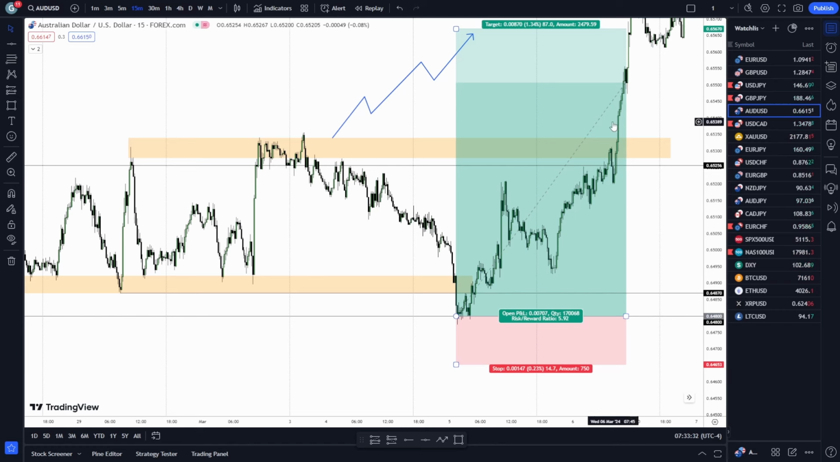And if you take a sell right over here from this round psychological level, 0.65400, it will 100% go and hit your stop loss. Why? Because the order flow is bullish, but you want to take a sell from a buy side liquidity, and that's not possible.